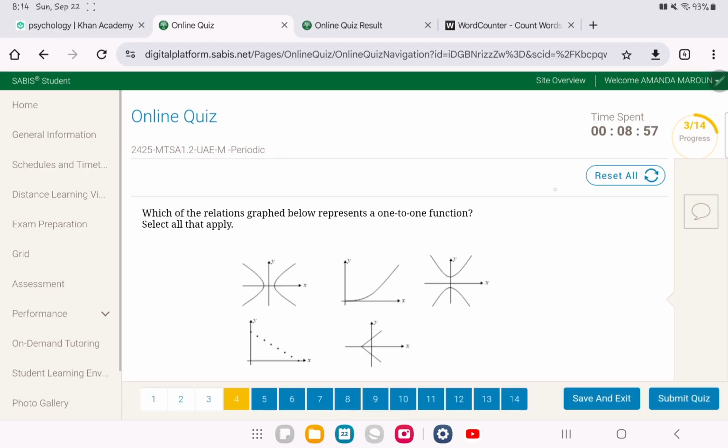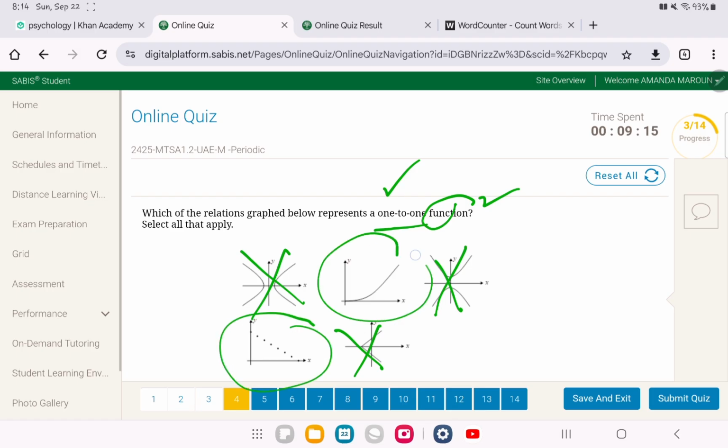Question number 4. Which of the following are 1-to-1 functions? Again, we need to check, are they a function? And then we check, are they 1-to-1? So first, which ones are functions? Definitely this one is not a function. And definitely this one is also not a function. And also this one is not a function. So we're left with this one and this one.